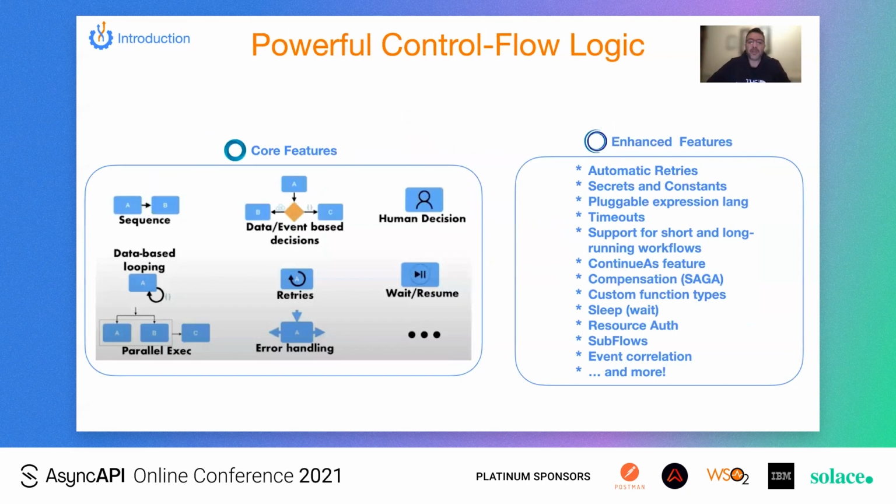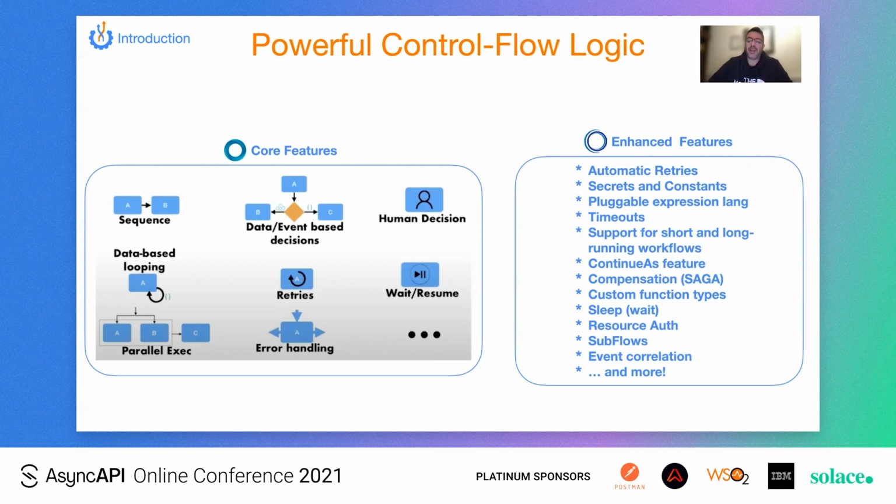The DSL itself provides very powerful control flow logic. It has core features, which people are used to having, pretty much must-have control flow logic that's present in any useful DSL, such as defining a sequence of executions, so you can define your pipelines and stuff like that. Decision-making, which can be either data-based or event-based. You can define looping structures, retries, human decisions as well. With the DSL, you can define parallel and sequential executions. And of course, it has very powerful error handling features as well.